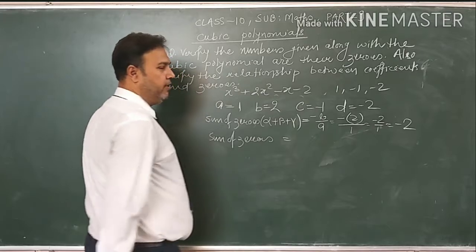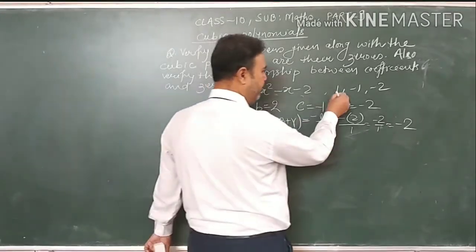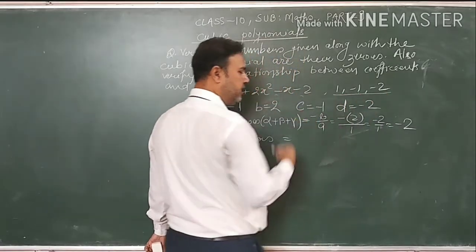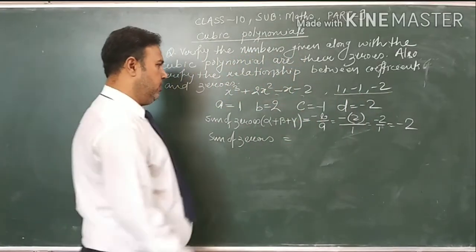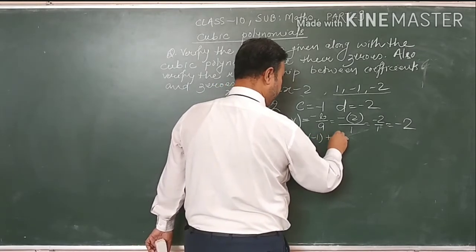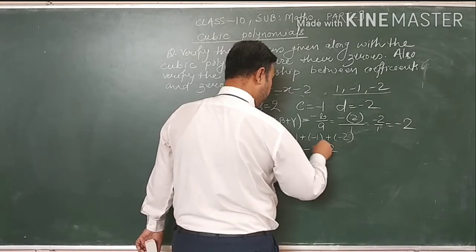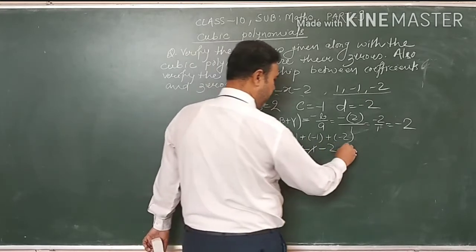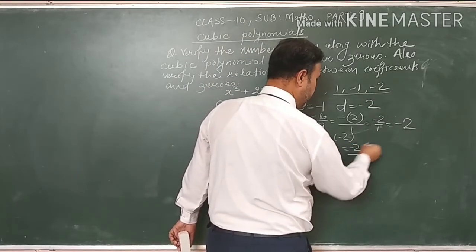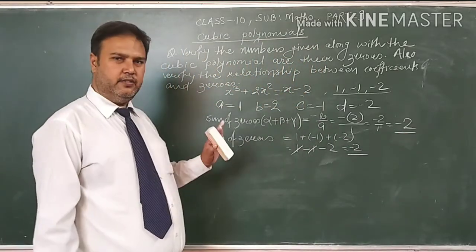Now, sum of zeros. This time we will use the given zeros, 1, minus 1 and minus 2. We have already proved these three are zeros. First, 1 plus minus 1 plus minus 2. 1 minus 1 minus 2. Plus 1 minus 1 cancel. Minus 2. This and this are the same. Now it is verified.